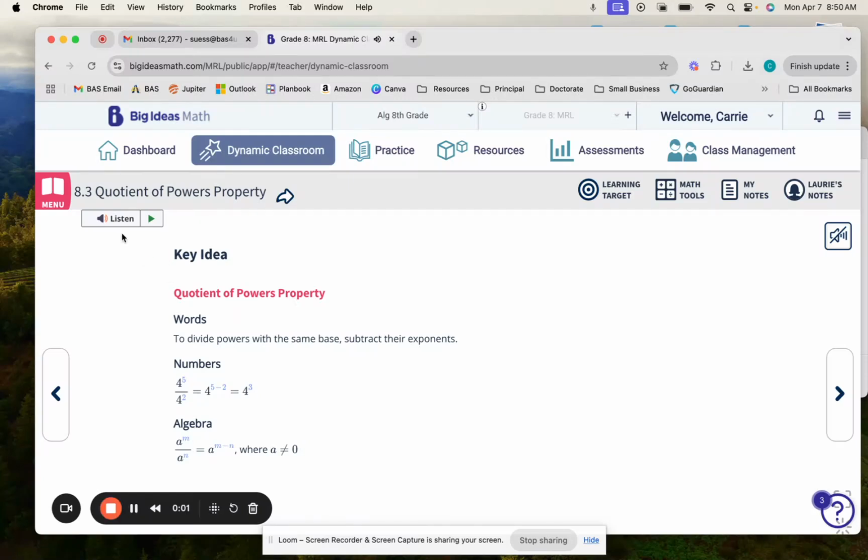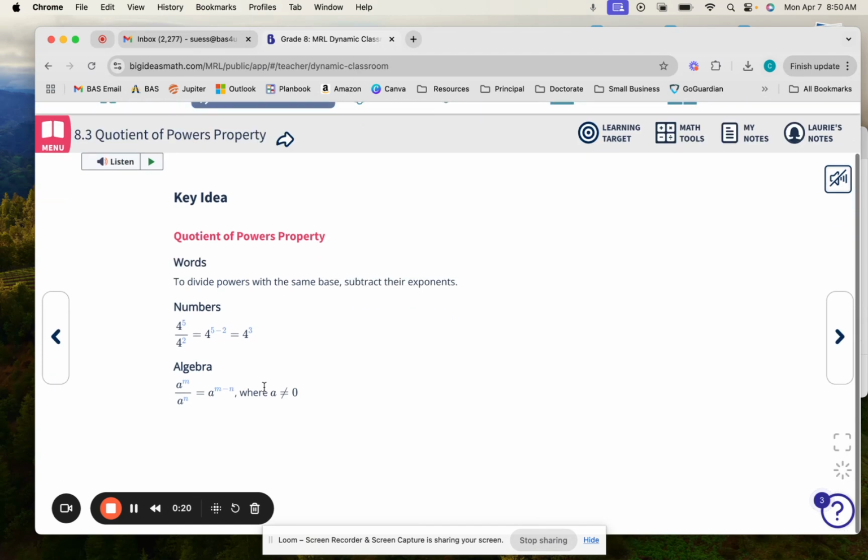All right, lesson 8.3, quotient of powers property. What does quotient mean in algebra, Charlie? The answer you get when you divide. Yes, division. It's the answer for division equations. You need to write the key idea in your journal. You need the words and the algebra. If you want the numbers, that's fine.